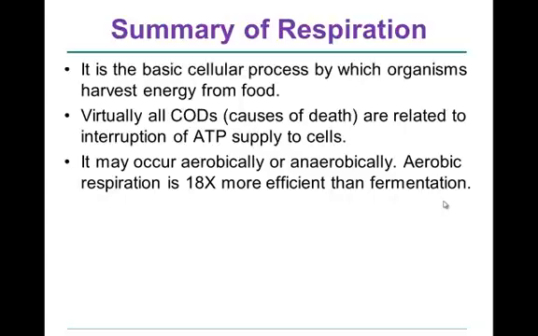The aerobic pathway consists of glycolysis, Krebs cycle, and electron transport chain and produces a total of 36 ATPs, while the anaerobic pathway consists of glycolysis and fermentation and produces only 2 ATPs. 36 divided by 2 is 18. So the 18-fold more efficiency is coming from that calculation.